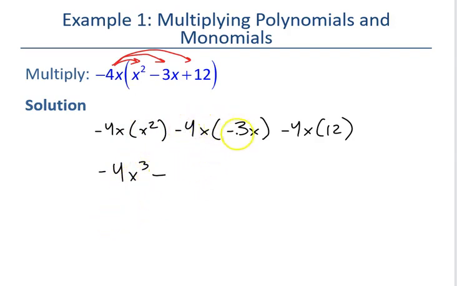I've got this negative 4 multiplied by this negative here, that's going to make a positive, so that's going to be 12x squared. And then I've got a negative and a positive here, so that's going to give me a negative. 4 times 12 is 12, 24, 36, and then 48. And then we just keep the negative 48 in there with the x.